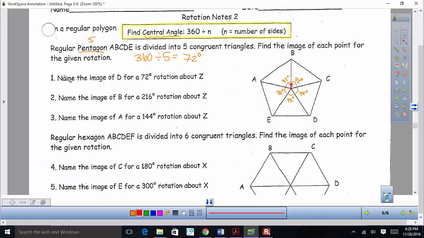So, number 1 wants us to name the image of D for a 72 degrees rotation about Z. So if we start at D and we rotate it, remember we rotate counterclockwise 72 degrees. That means one whole angle hop. So if we go one whole angle hop, we end up on C. So the image would be point C.